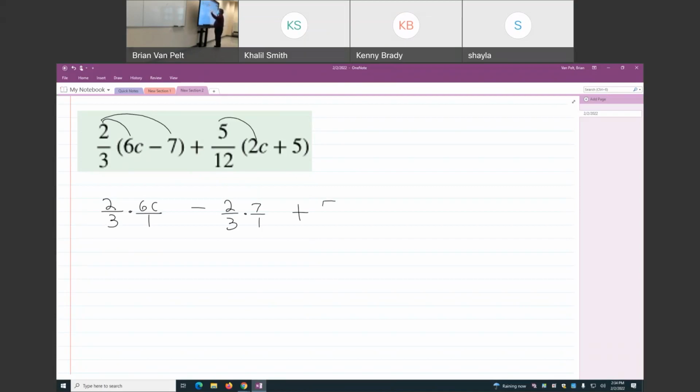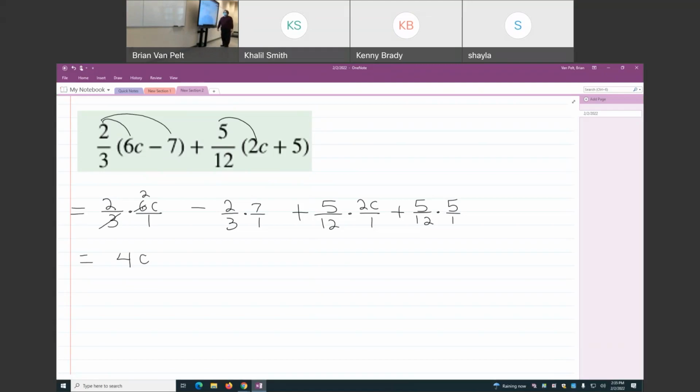Here we get 5 over 12 times 2C over 1. Plus 5 over 12 is 5. It will be a 4C. It will be. Give it a minute though. I want to show you some steps. So why is it a 4C? Notice this. Doesn't 3 go into 6 twice? 2 times 2 is 4. There's your 4C.